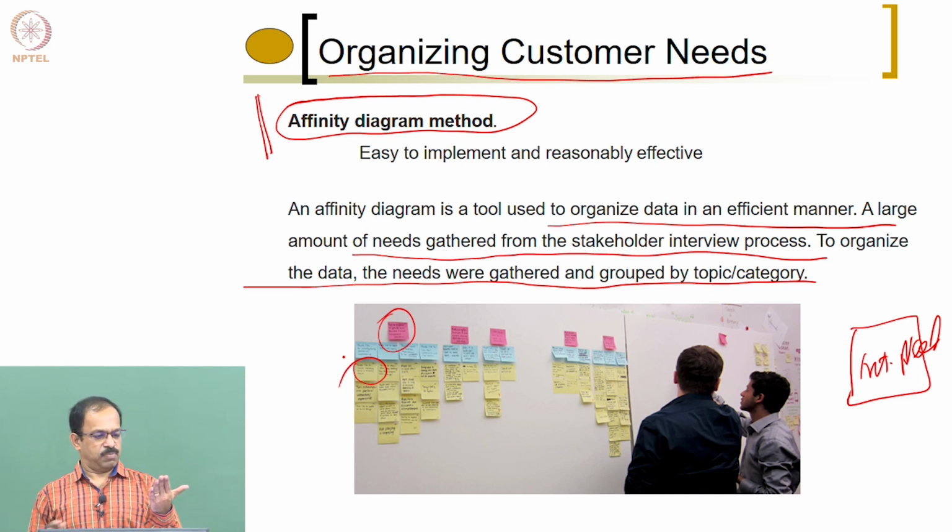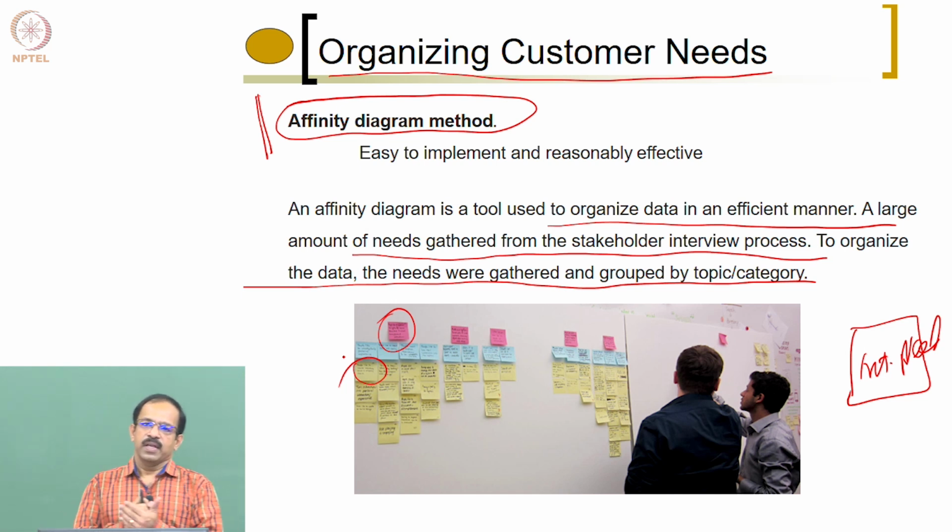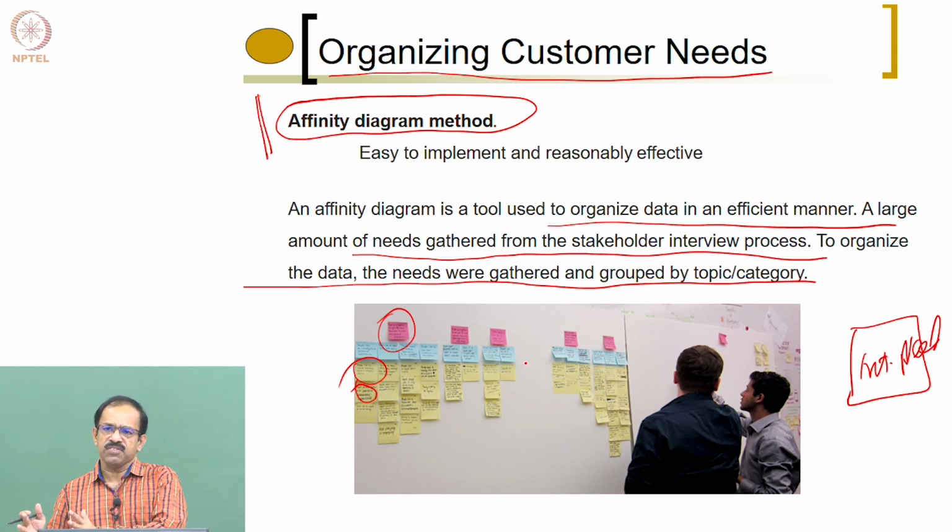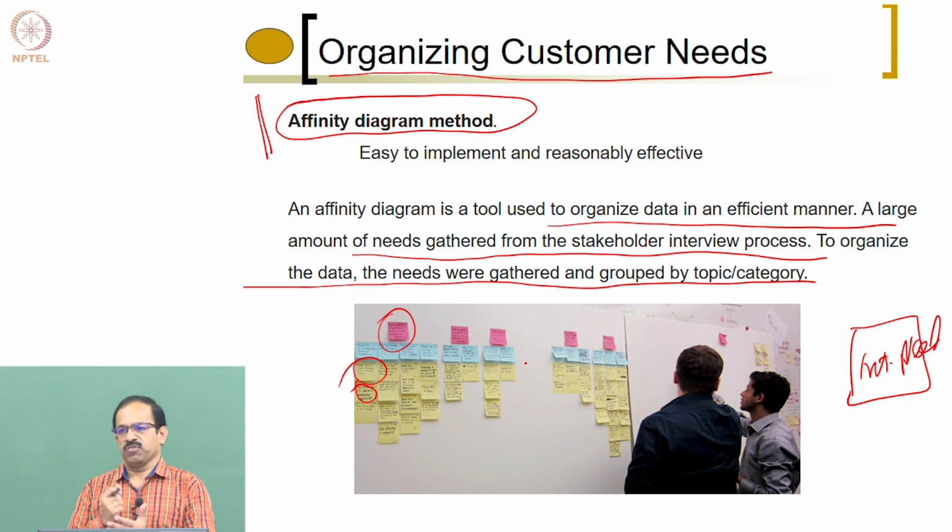So you take the first customer, put these needs, and you take the second customer, then you will see that, oh, the second customer is also telling the same thing what the first customer said. If they are same or there is an affinity between these two needs, you put it below this one. So this was the first customer, this may be for the second customer. If it is new, you put it in a different place. So like this, you try to categorize the needs using the post-it pads.